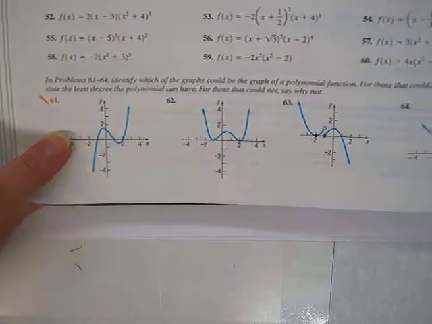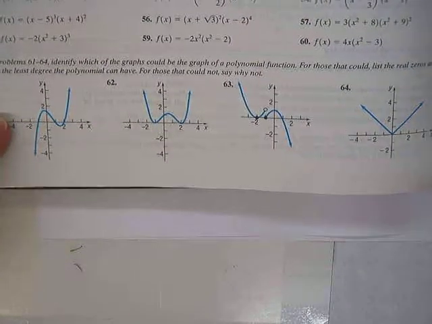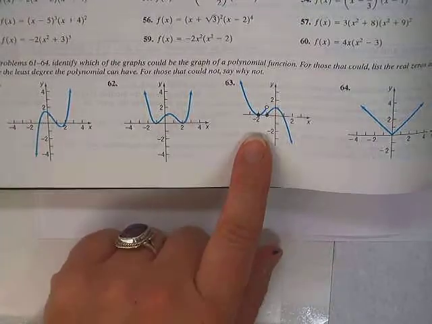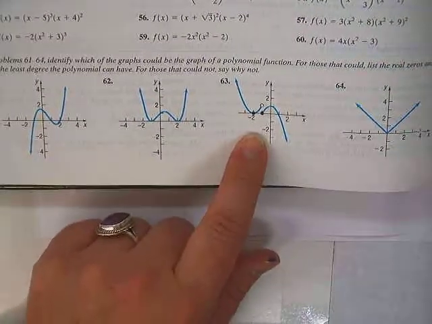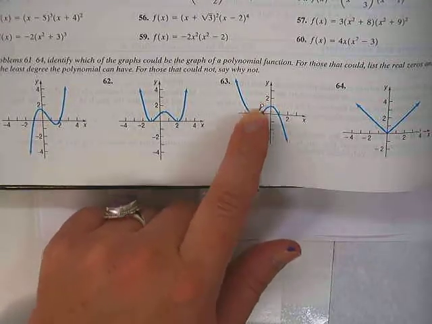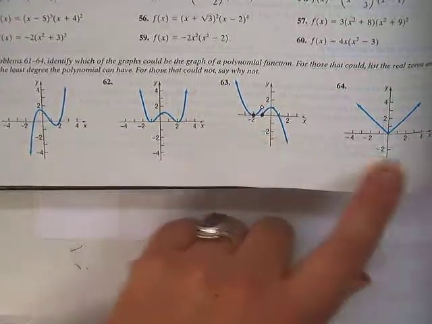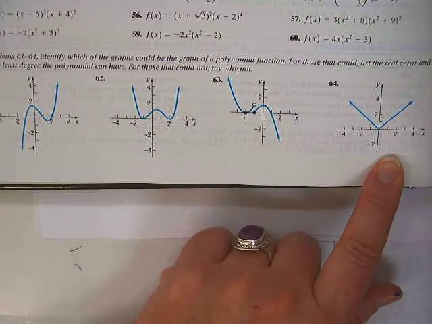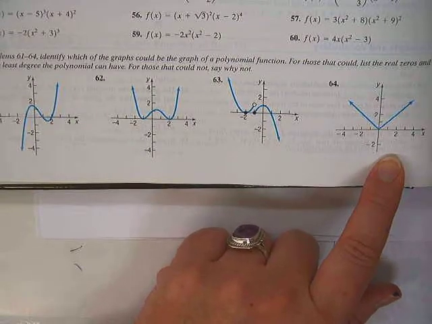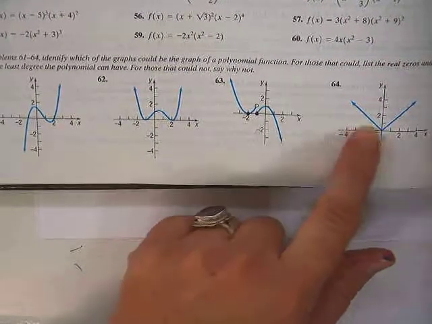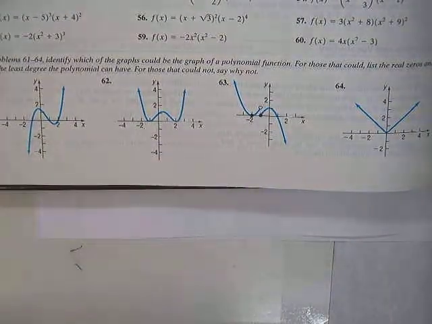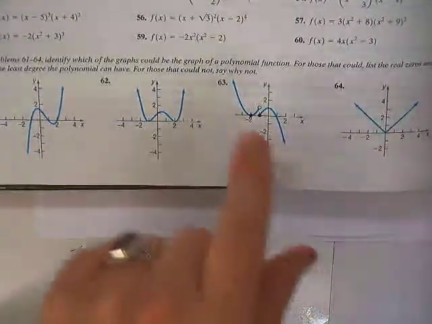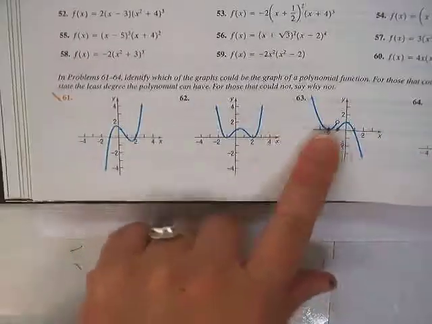So there are two of these four pictures here that would not be polynomial functions. That would be number 63 and 64. 63 is not a polynomial function because there's a hole in the graph and it jumps. 64 is not a polynomial function, it's an absolute value function because it has a corner instead of a curve. Polynomial functions are smooth and continuous. This is not smooth, this is not continuous.